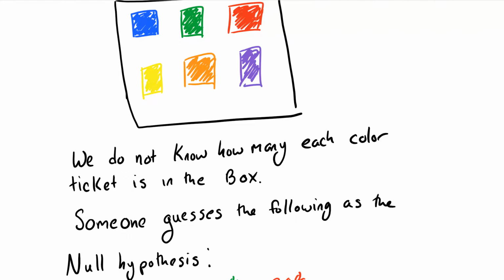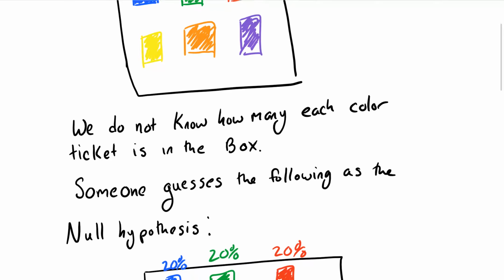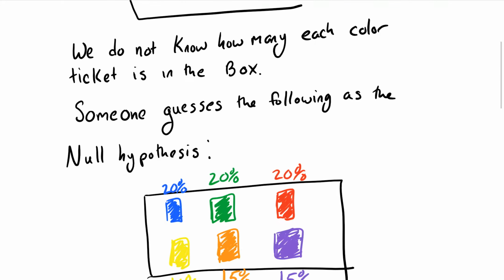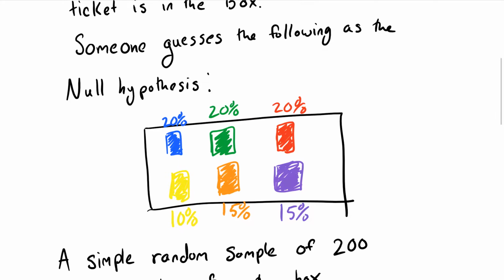So let's say someone makes a guess. This will be the null hypothesis. They guessed that 20% of the tickets are blue, 20% are green, 20% are red, 10% are yellow, 15% are orange, and 15% are purple. And we want to know if this guess is reasonable.